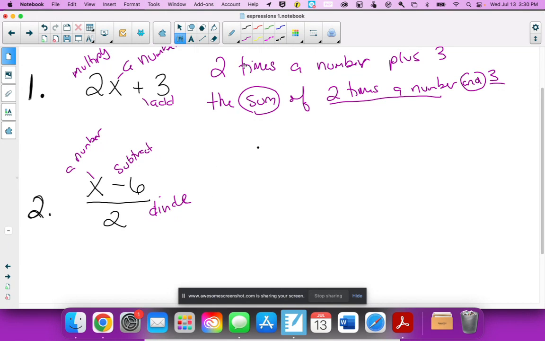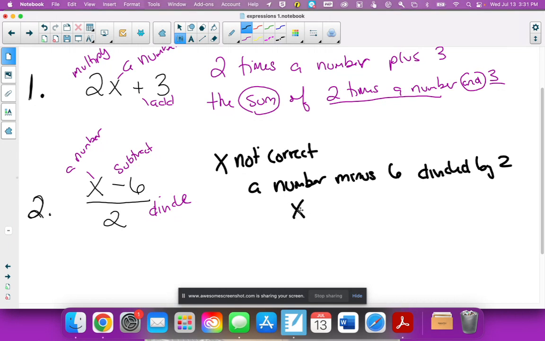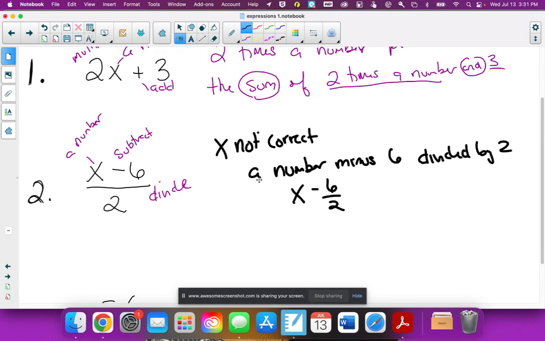Now, what is not correct, I'm going to give you a no. This is not correct. A number minus 6 divided by 2. Okay, so that is not the same thing. A number minus 6 divided by 2 would look like this. It's not the same expression, right? Because everything has to be divided by 2. So that's not correct.